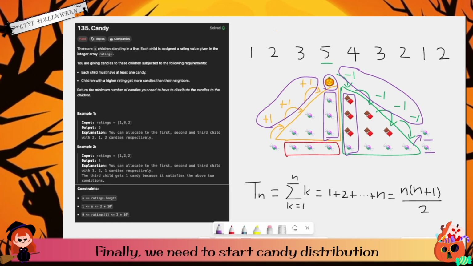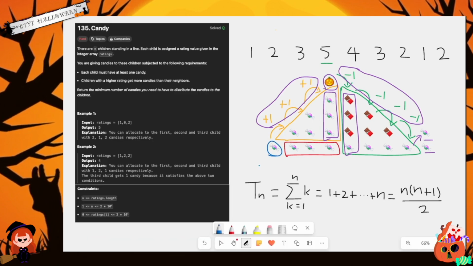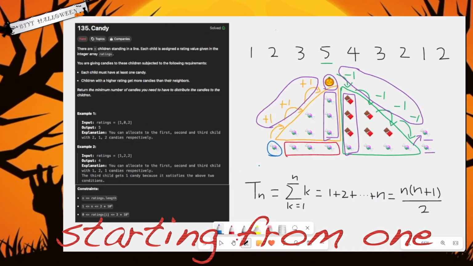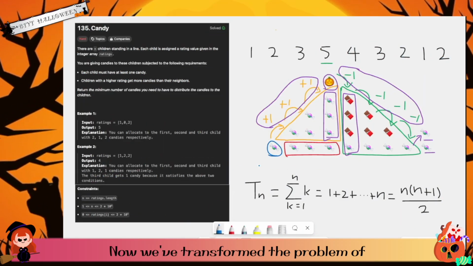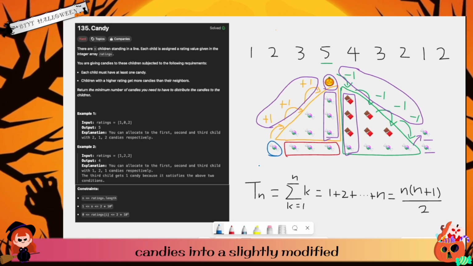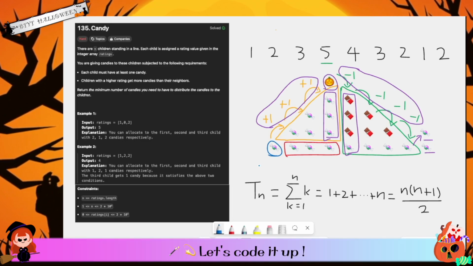Finally, we need to start candy distribution by giving one candy to the child in the front row. So we are going to accumulate the total candy count, starting from 1. Now we've transformed the problem of counting the minimum total number of candies into a slightly modified triangular number calculation. Let's code it up.